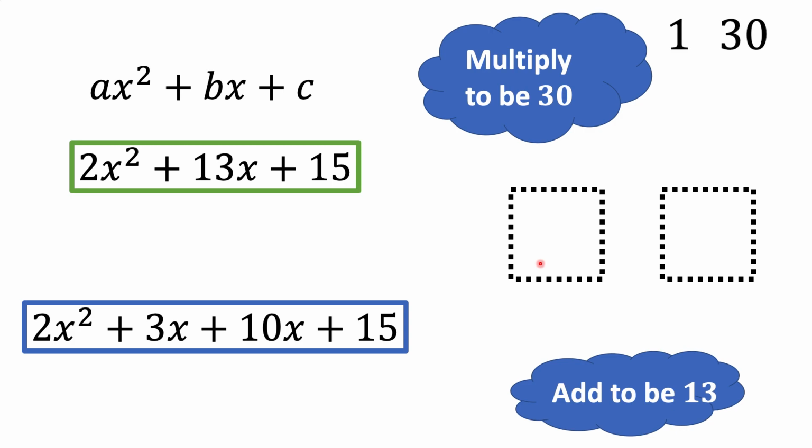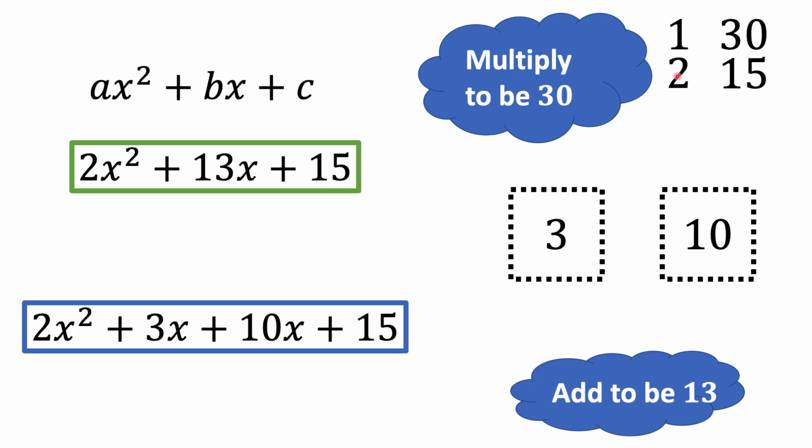Usually what I do is go through the factors of 30. You can list them all out. These are all the factors of 30: 1 and 30, 2 times 15, 3 times 10. Now 1 and 30 multiply to be 30 but won't add to be 13; that's going to be 31. 2 and 15 multiply to be 30 but do not add up to a positive 13. 3 and 10 multiply to be 30 and they add to be 13. So it must be a 3 and a 10.